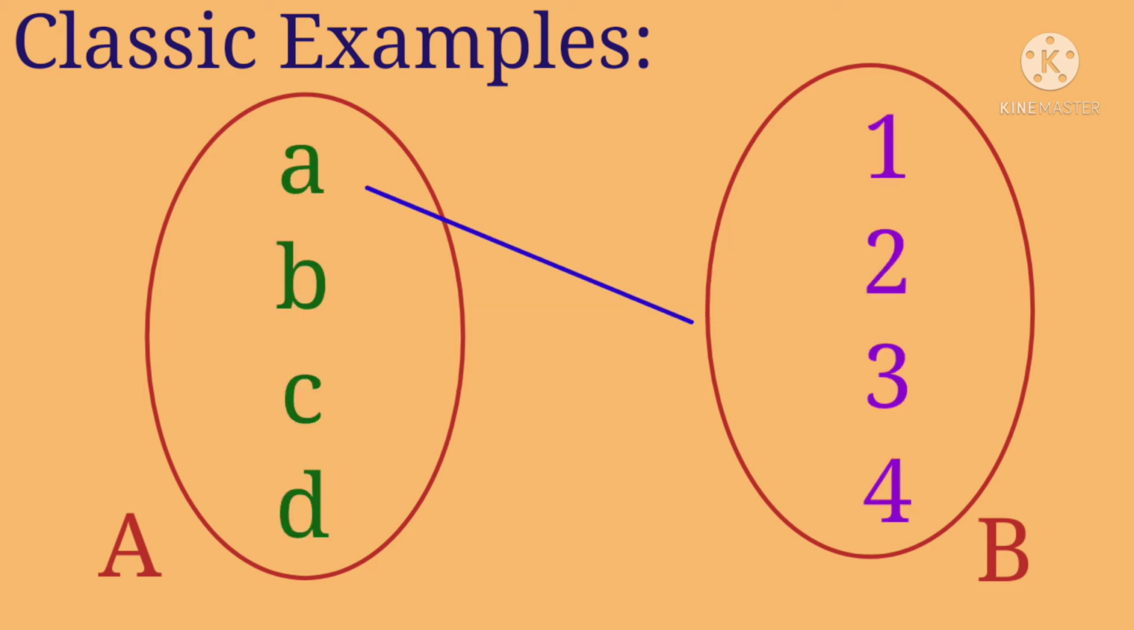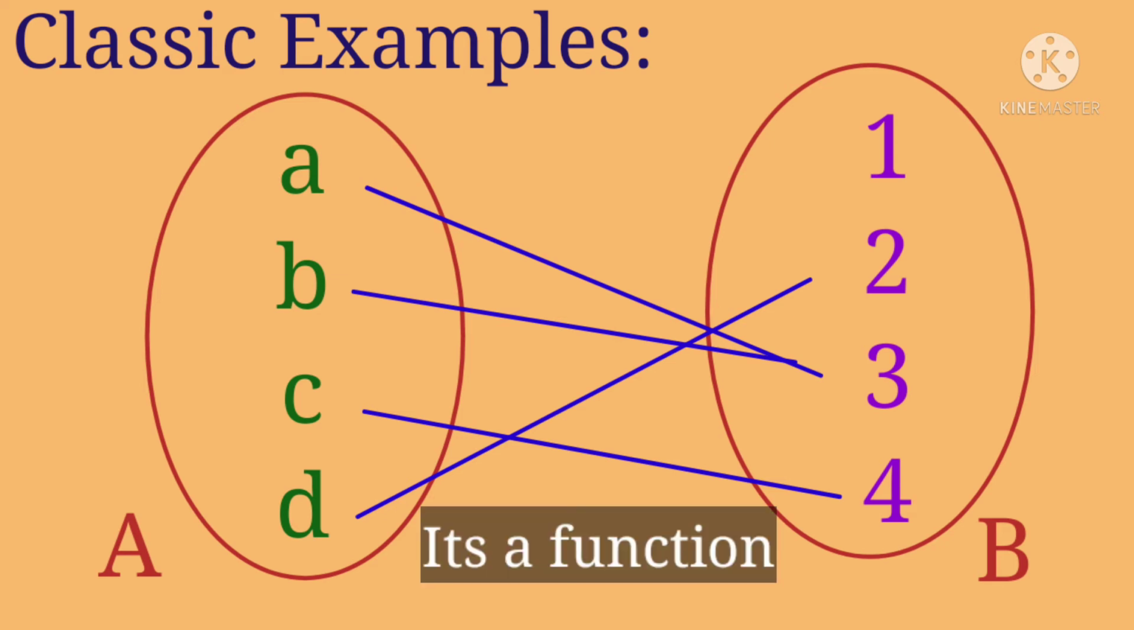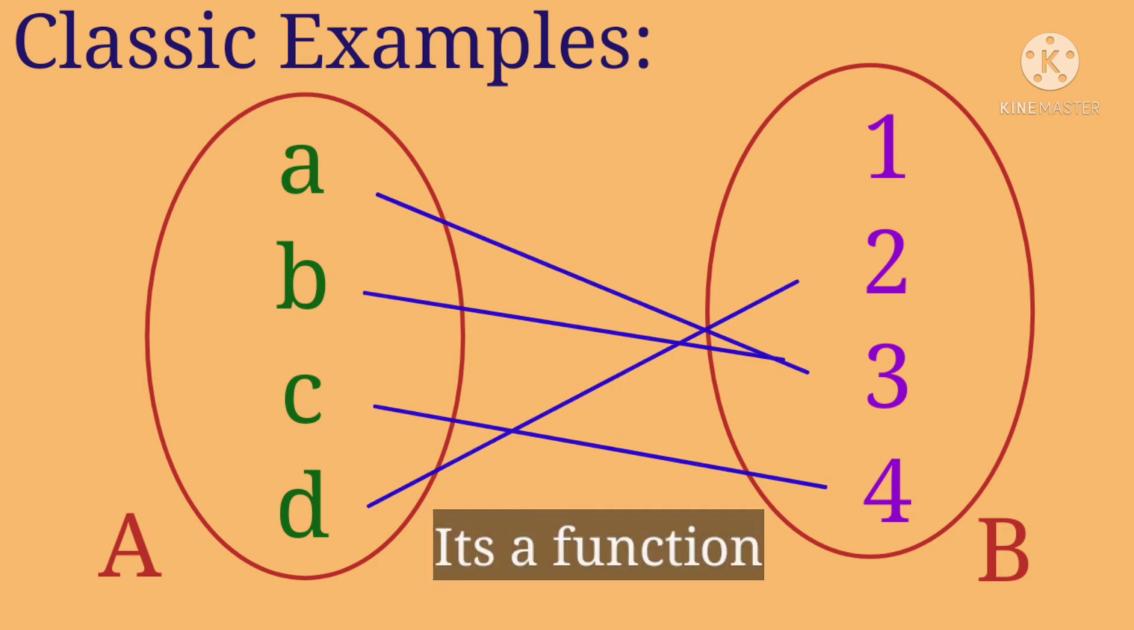Let's clear the concept with three different types of examples. In the first example, on set A and set B, certain elements are present. We need to identify whether it is a function or not. All the elements of set A are related to some element in set B. It's nothing but all the elements of A are having images in set B. So it is called a function.